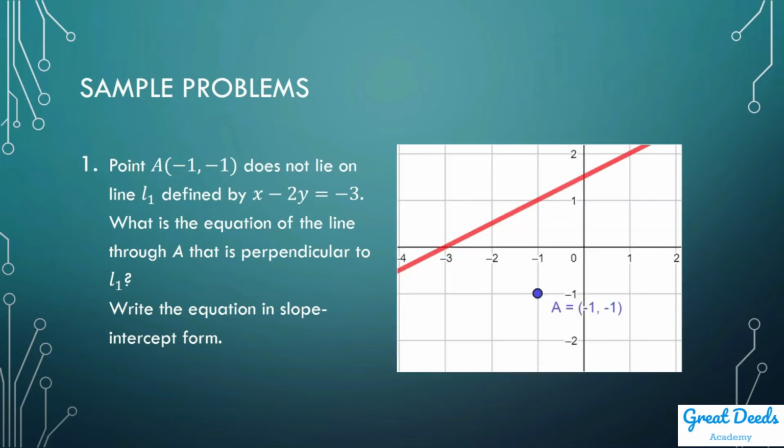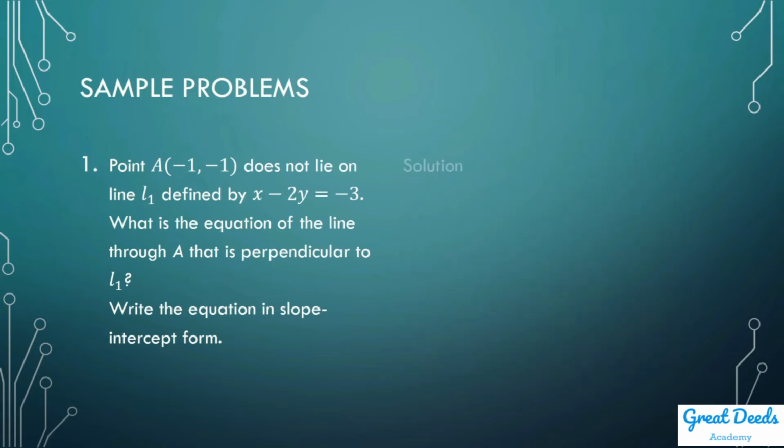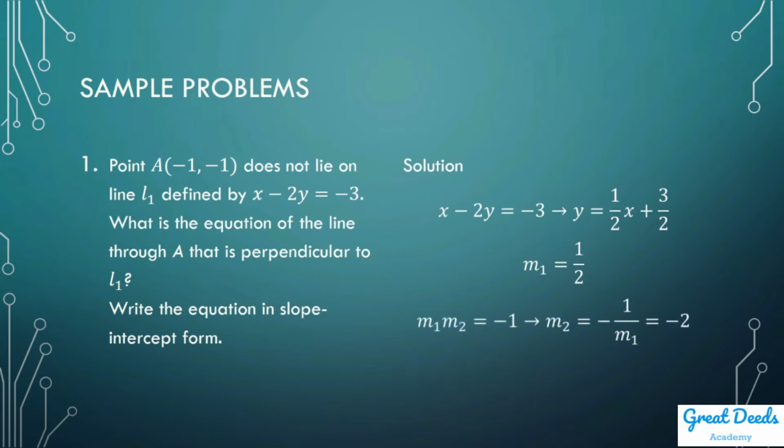So this is the situation. The red line is L1. A is not in L1. That is a line that is perpendicular to L1 and passes through point A. What is the equation of that line? Well, we need to know the slope of L1. It's 1/2. So if L2 is perpendicular, solving for M2, the product of their slopes is equal to -1.